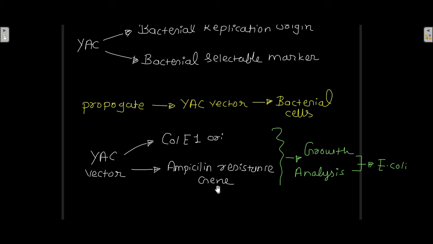Okay, this COL-E1 ori is the origin of replication for E. coli, and this ampicillin resistance gene is a marker gene, and the YAC vector contains both of them. Both of these genes are responsible for the growth and analysis of the E. coli which contains this YAC vector in it.